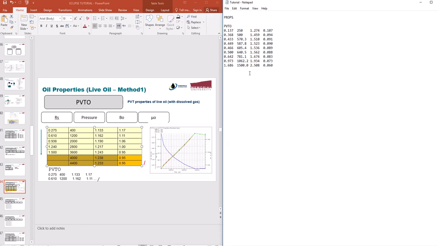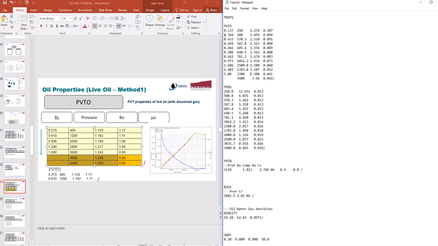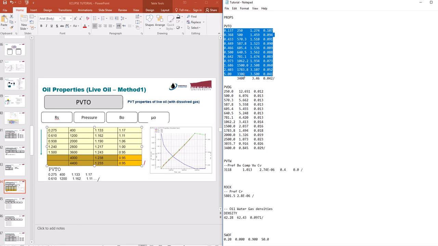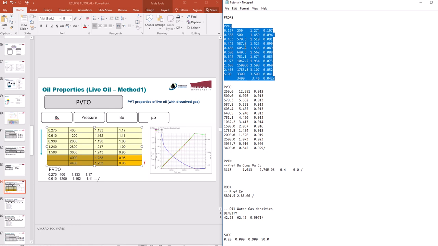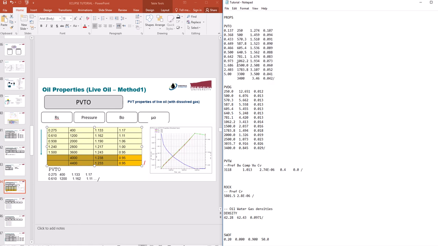Okay, so for example, here in this example, we have a saturated table which goes up to 3300, and RS at this pressure is 5. But for any pressure after the bubble point pressure, we should leave that blank here, so we don't need to provide any value for that. So this will be your PVTO, or the PVT properties table for the live oil.